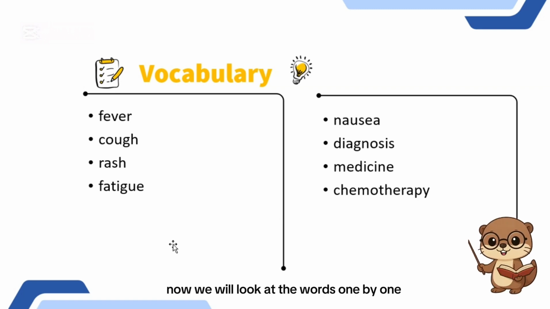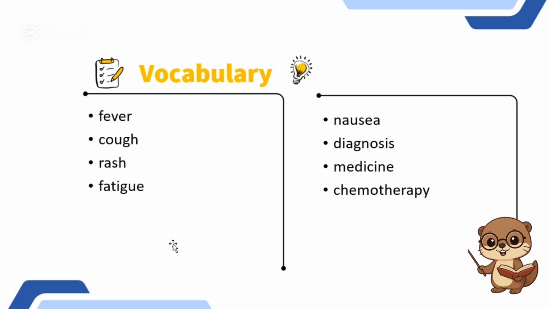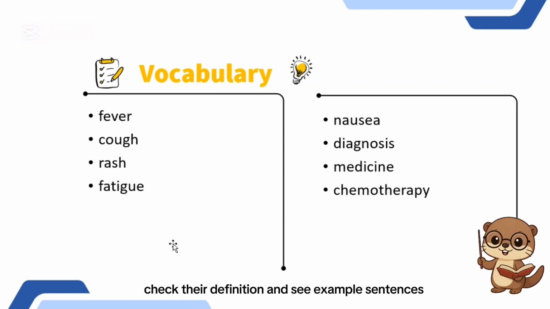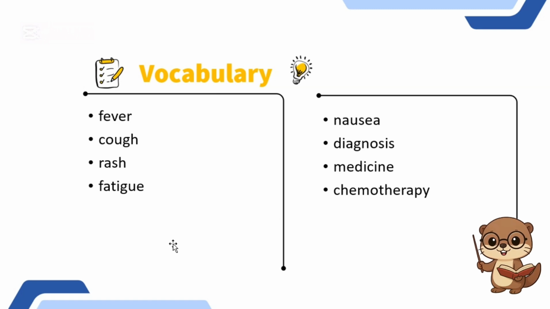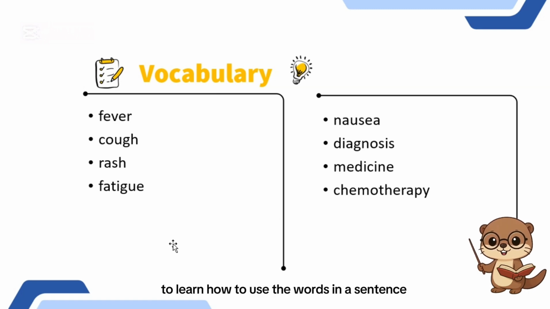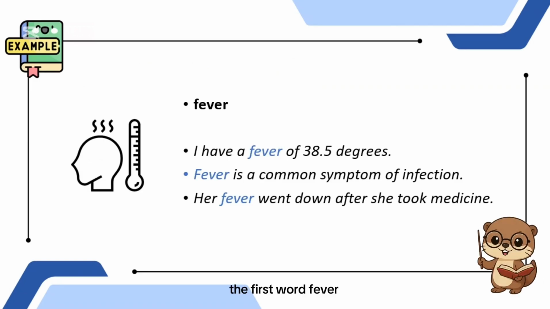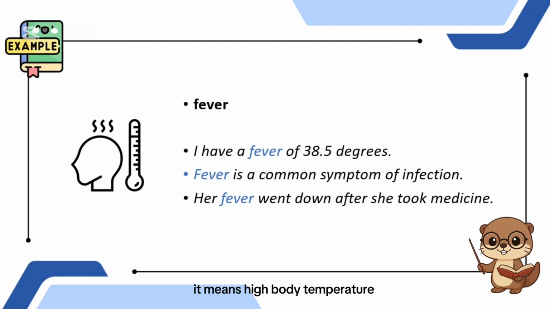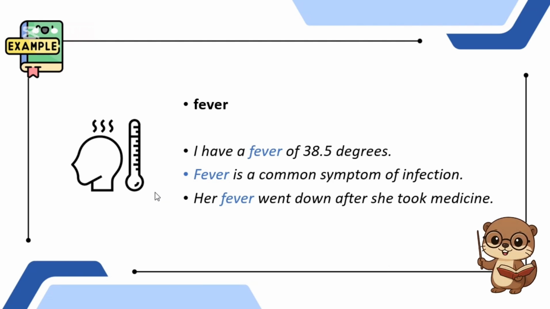Now we will look at the words one by one, check their definition, and see example sentences to learn how to use the words in a sentence. The first word, fever. It means high body temperature. Let's look at the 3 example sentences.